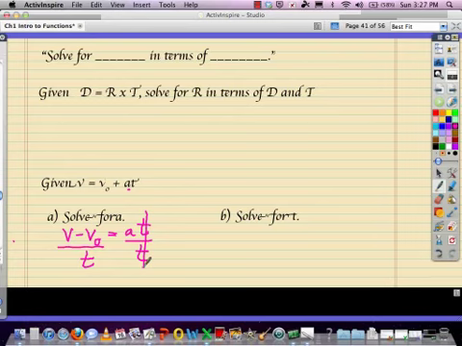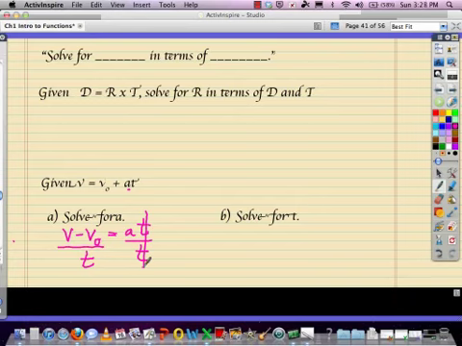So a equals v minus v sub 0 divided by t. Because v and v sub 0 are the same variable, but they are not the same because of the subscript, you must keep them separated. You cannot combine. You can't go v minus v sub 0 and say that's 0. They are two different things.